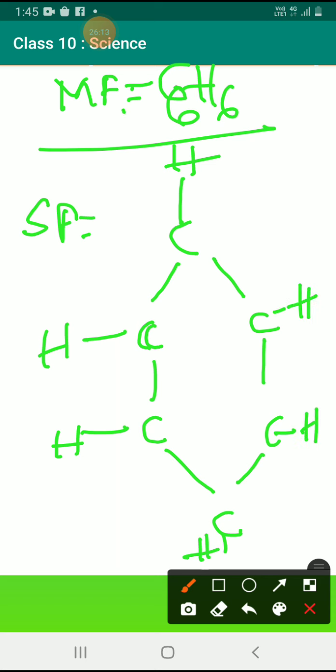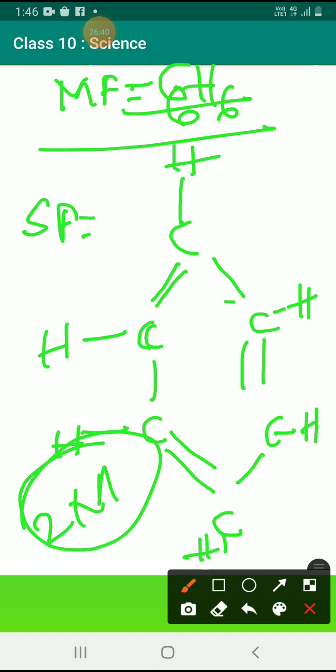So it becomes C6H6. And alternate single bond and double bond, it can stop. If you don't write alternate single double bond, then you lose the marks. Okay, look at here. This is the single bond. Here you make double bond. This is single bond. Here you make double bond. This is single bond. Here you make double bond. So this is exactly the structure of benzene, which consists of how many marks? 2 marks, children. Very important for the exam.